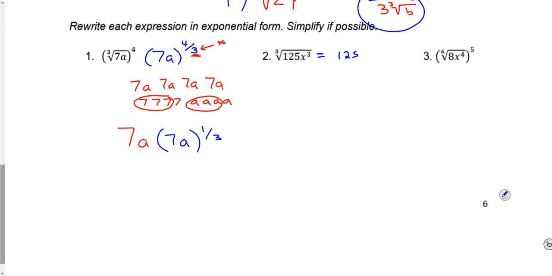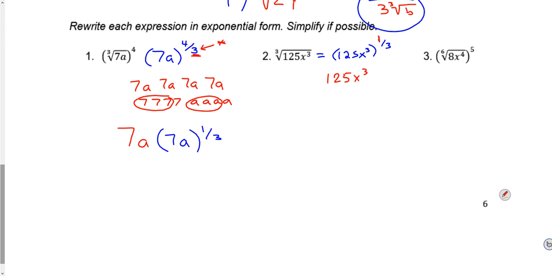125 x to the 3. And I'm going to take that problem and write it to the 1/3 power. So if you notice the exponent on the top, the exponent is a 1. So that means all we have is this copy right here. We don't have multiple copies of it like we did here, so I just write it once. Then I'm going to try to break it down.